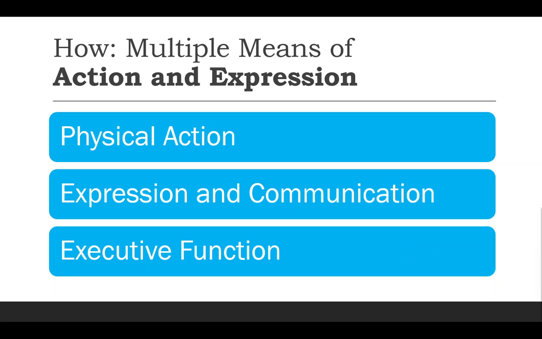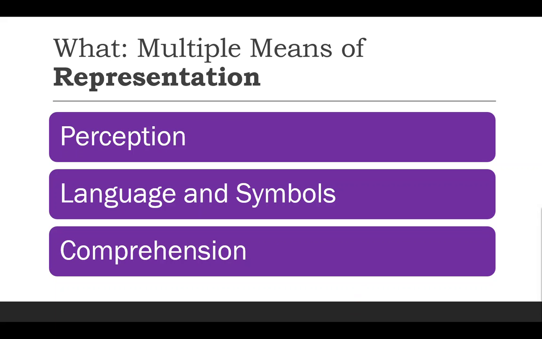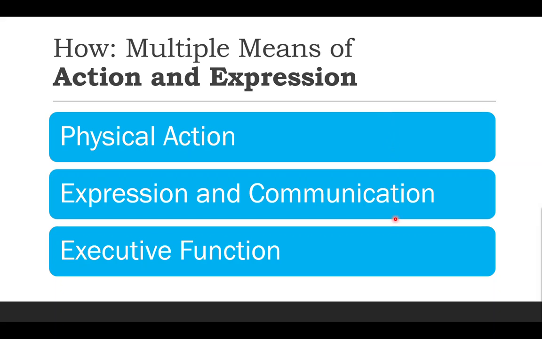Okay, so that's multiple means of, let's just review them. We have engagement: interest, effort, persistence, and self-regulation. Representation, which is the what: perception, language and symbols, and comprehension, that's what type of materials we provide. And action and expression: what the students can produce or share and how they do that.